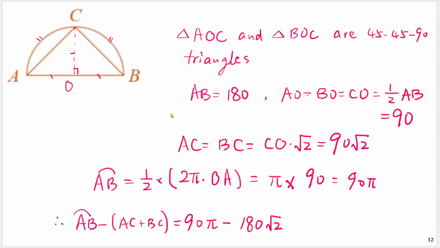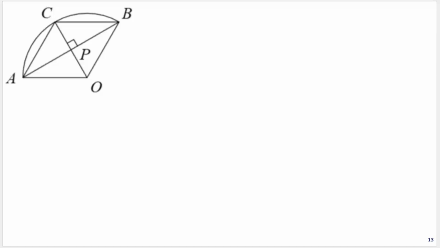All right, then let's consider the second case, where this angle here is 120 degrees, right? In that case, we connect A, B, and C to the center of the circle, O.